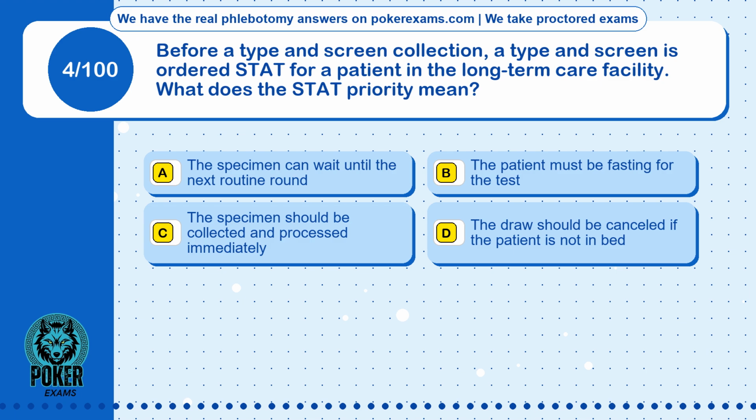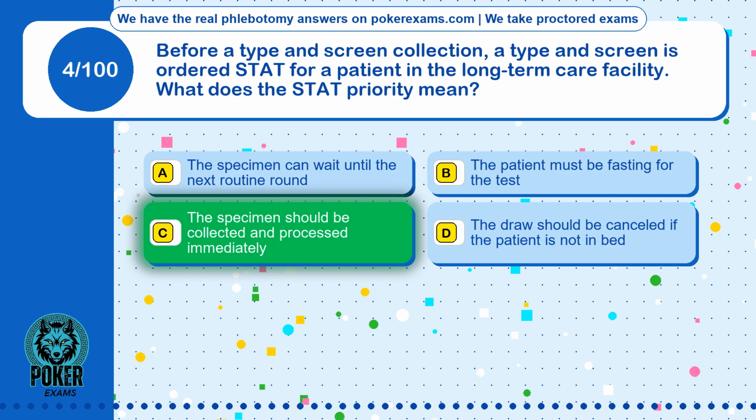Option A. The specimen can wait until the next routine round. Option B. The patient must be fasting for the test. Option C. The specimen should be collected and processed immediately. Option D. The draw should be cancelled if the patient is not in bed.